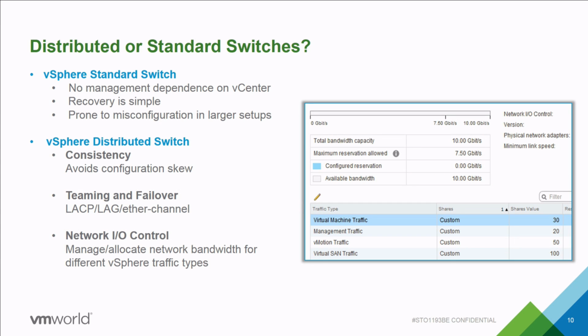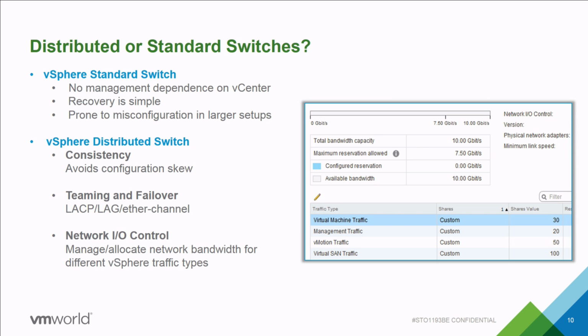The final thing as well is network I/O control. You only get network I/O control with distributed switches. You don't have network I/O control with standard switches. And the nice thing about that is if you have multiple traffic types, like your vSAN traffic, your management traffic, your vMotion traffic, your virtual machine traffic, all traveling on the same set of NICs, this allows you to set some guardrails around the different traffic types, guaranteeing certain bandwidth.